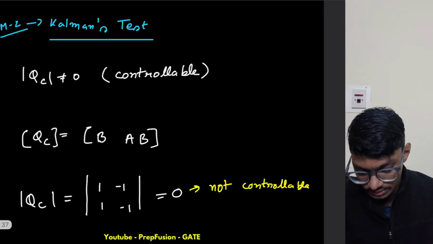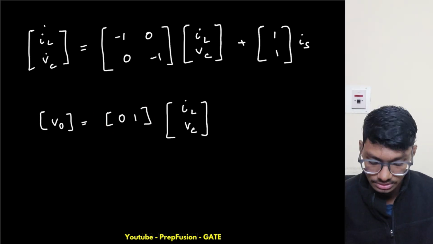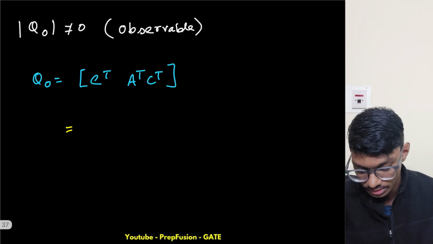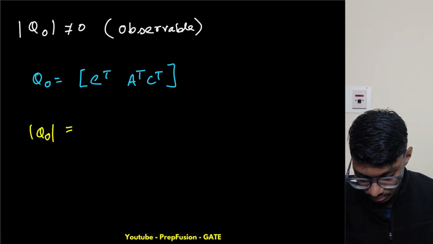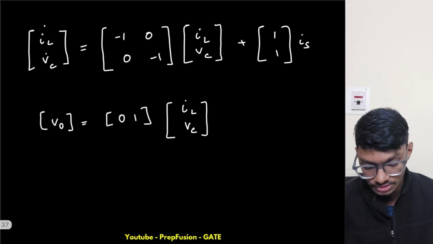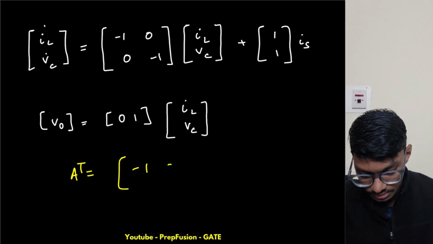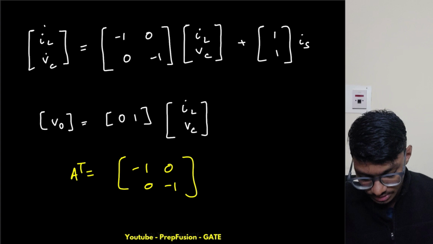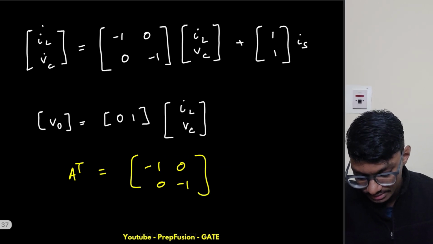Now this is QO. What is C transpose? C is this, so C transpose is 0 comma 1. I have to find the determinant of QO, 0 1. Now what is A transpose times C transpose? A transpose is simply the same as A itself, minus 1 comma 0, minus 1 comma 0. And C transpose is again the same thing itself.